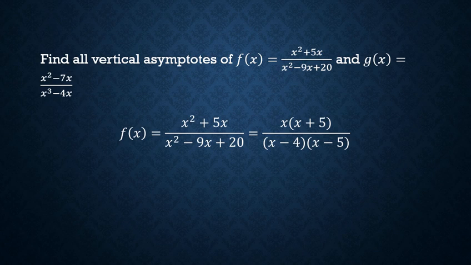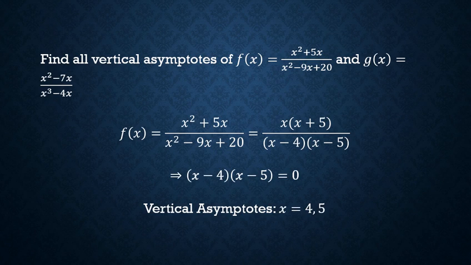Now we just find the values of x that will make the bottom equal to 0. Well, x minus 4 times x minus 5 equals 0. That is pretty straightforward to find your x values. We see that that gives us x equals 4 and x equals 5. So those are going to be our two vertical asymptotes for f of x here.